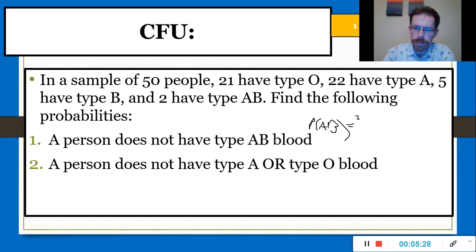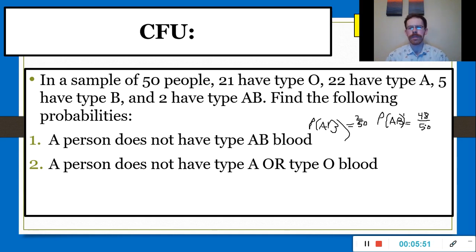Well, someone having type AB blood, that's just 2 out of 50. Well, the probability that someone does not have AB blood, well, that has to be the opposite. That has to be 48 out of 50. Because you put 2 and 48 together, boom, you get 50.